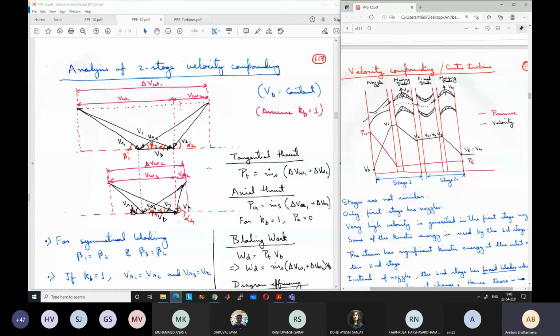Any questions or any confusion between pressure and velocity compounding? After the class, please go through the notes, okay, before next class. These are very important. Any questions? No, sir. 3 pages we will finish quickly. Okay.